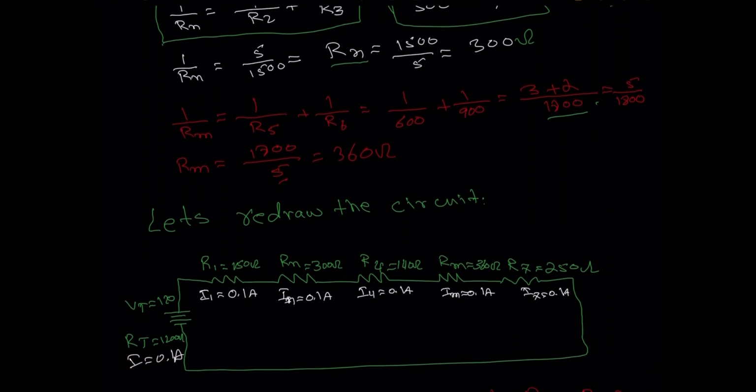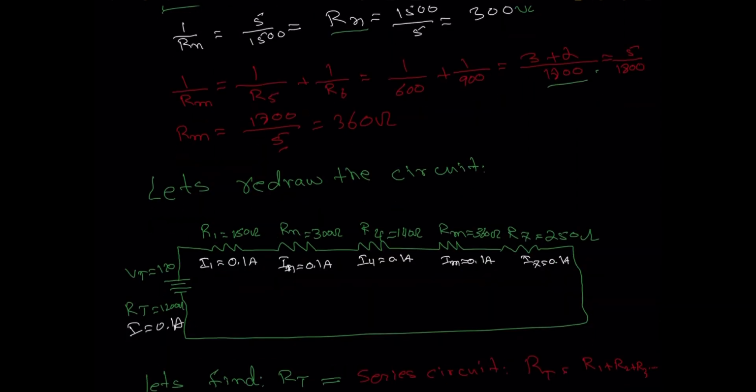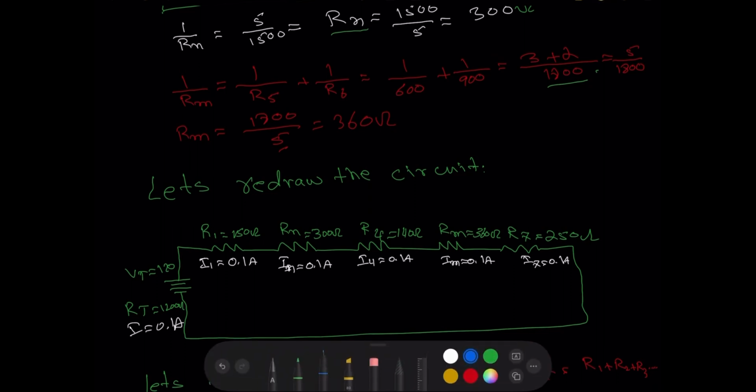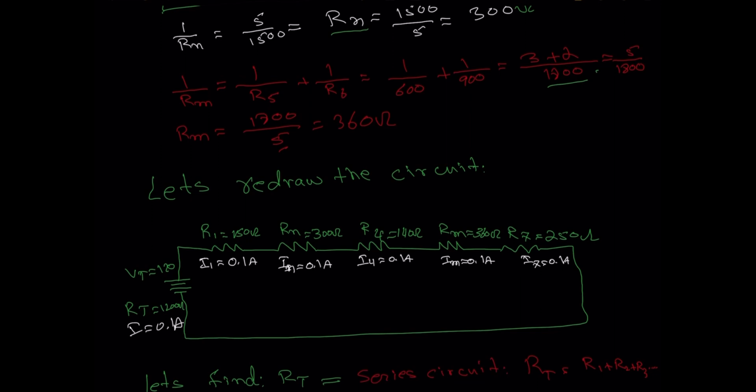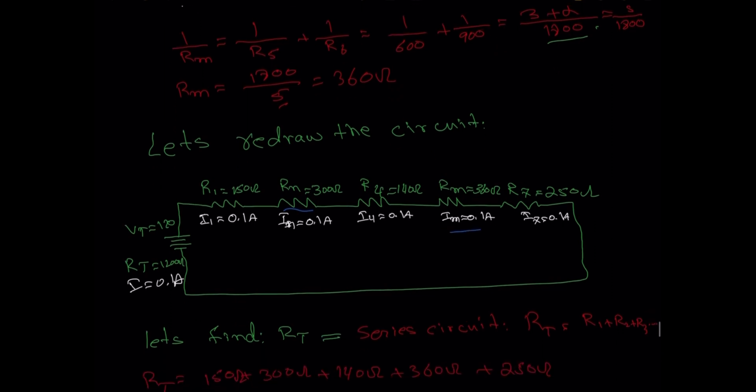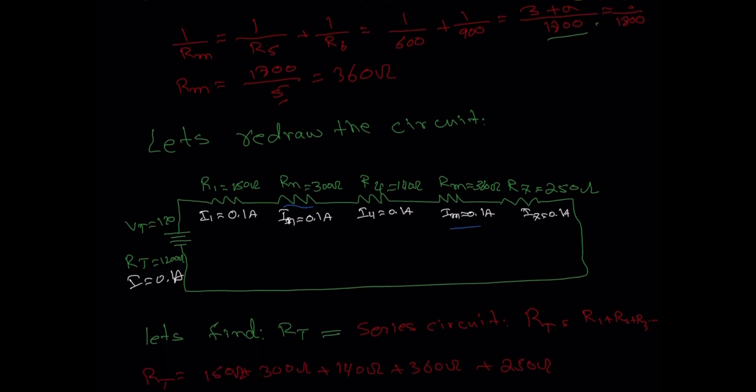Now once we found those values, we have to redraw the circuit. We have already been given R1 is 150 ohm, and Rn, which is R2 and R3, we make it a new circuit right here. So this is our new circuit. This is our new resistance, this guy, and same with this one. These are our new resistances here. We got the values for all resistances.